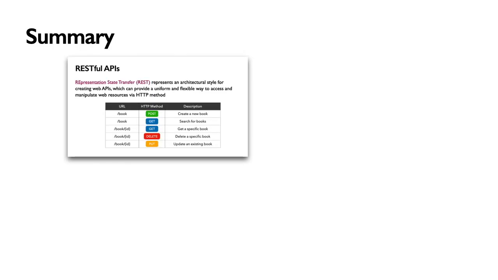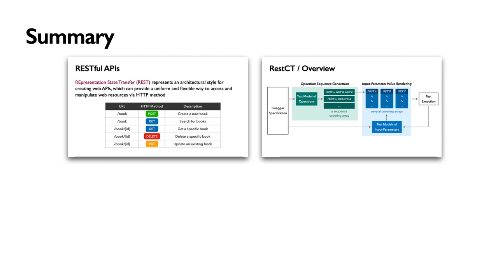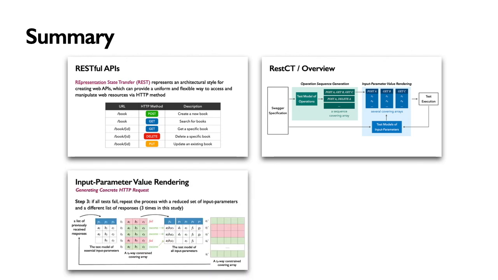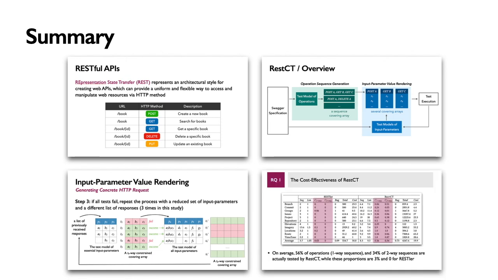Okay, summing up, in this study, we focus on the huge and constrained input space of RESTful APIs, and we propose REST-AT, a systematic and automatic approach that adopts combinatorial testing to test RESTful APIs. REST-AT uses a sequence carving array to determine the execution orders of operations and uses an adaptive strategy and several carving arrays to determine the value assignments of each operation's input parameters. Finally, the experiments on real-world RESTful APIs demonstrate the cost-effectiveness of the REST-AT approach.